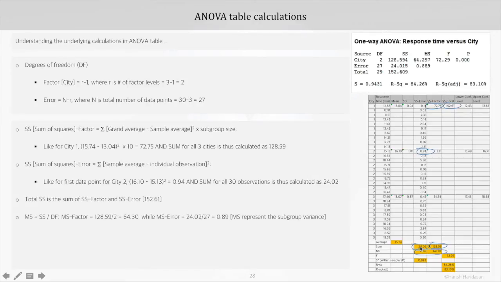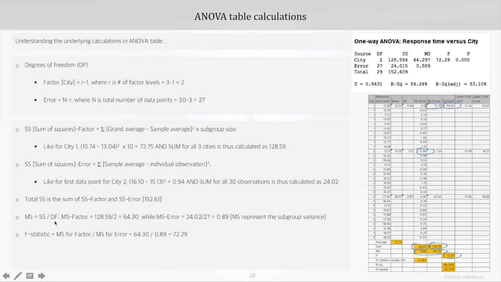Now coming to mean sum of squares, which represents the variance, it is given by the ratio of sum of squares and degrees of freedom. So for factor, it will be sum of squares for factor divided by degrees of freedom for factor, that is 128.59 divided by 2. So that comes to 64.30. And here we need to remember that mean sum of squares represents the subgroup variance.